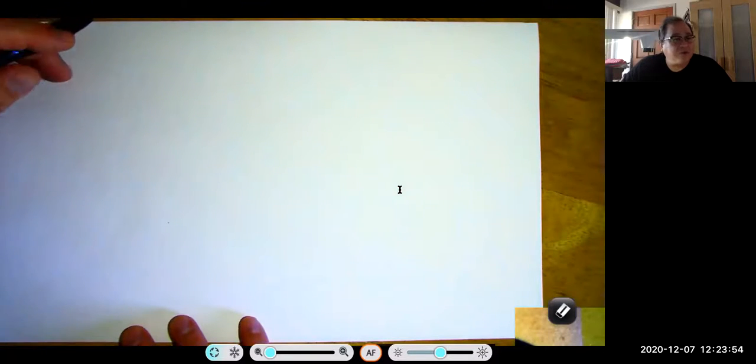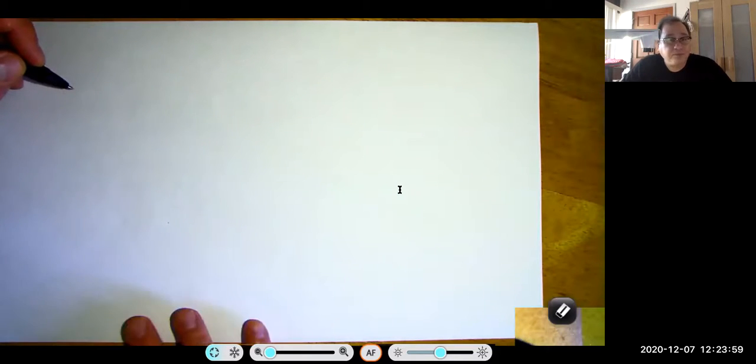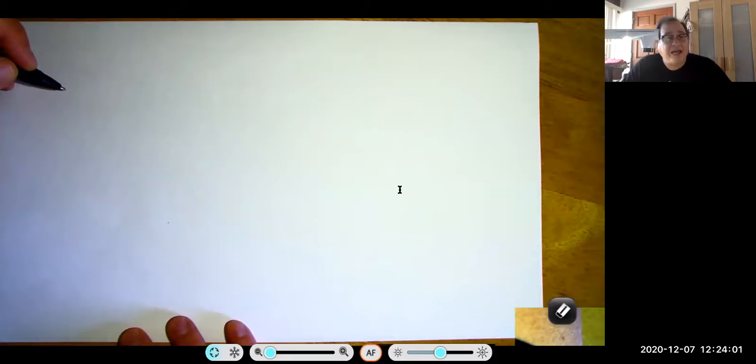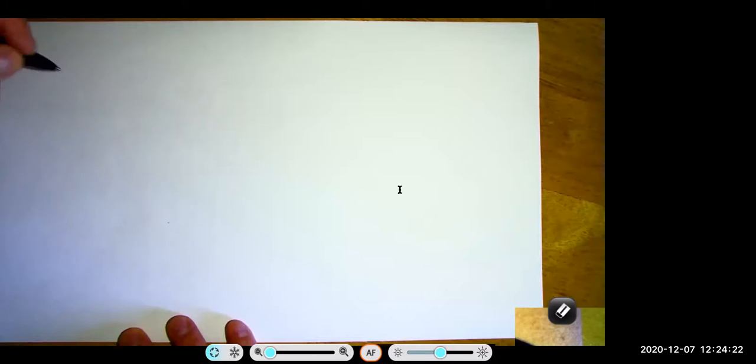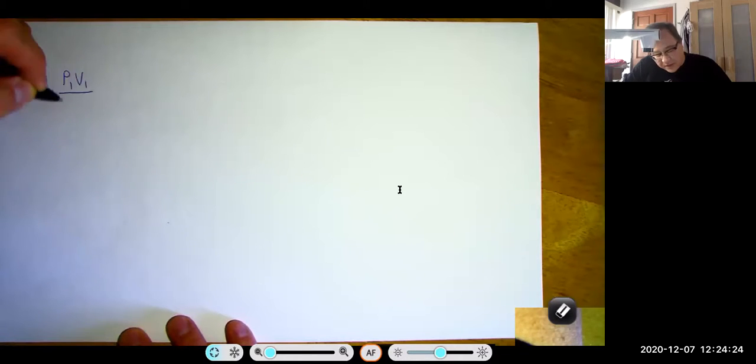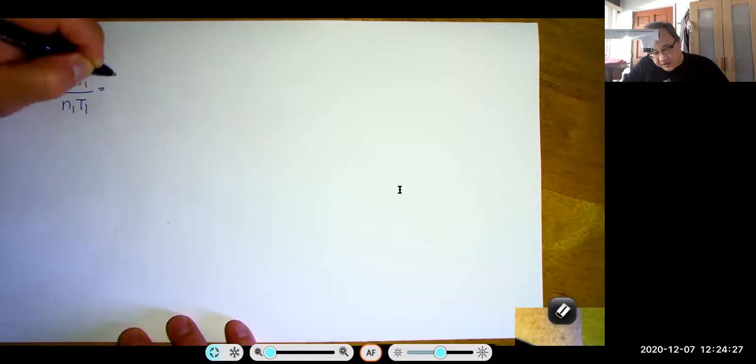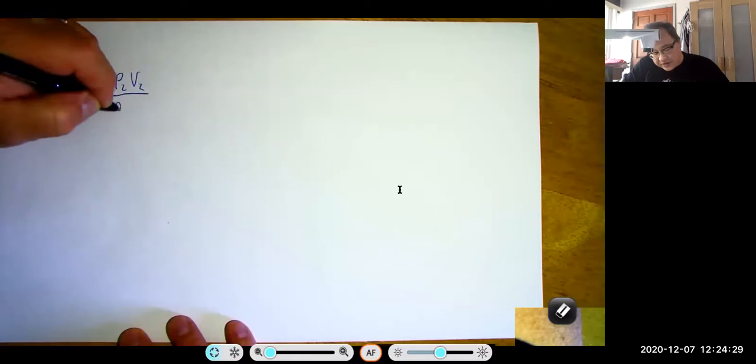Okay, number 9. If 12 grams of O2 is required to inflate a balloon to a certain size at 27 degrees Celsius, what mass of O2 is required to inflate it to the same size and pressure at 5 degrees Celsius? Okay, so here again, we're given grams. We're not given the moles, right? So this is one of those P1V1 over N1T1 is equal to P2V2 over N2T2. Agreed?